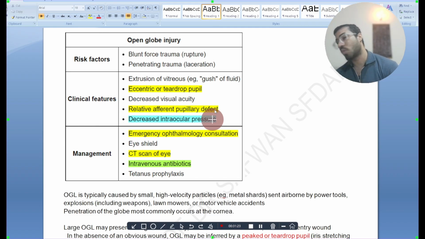The second reason why you might get a relative afferent pupillary defect, as I told you, is that the iris muscle might get damaged, and once it gets damaged, you put in the light, you won't be able to observe the reflex as well, because the muscles are torn.